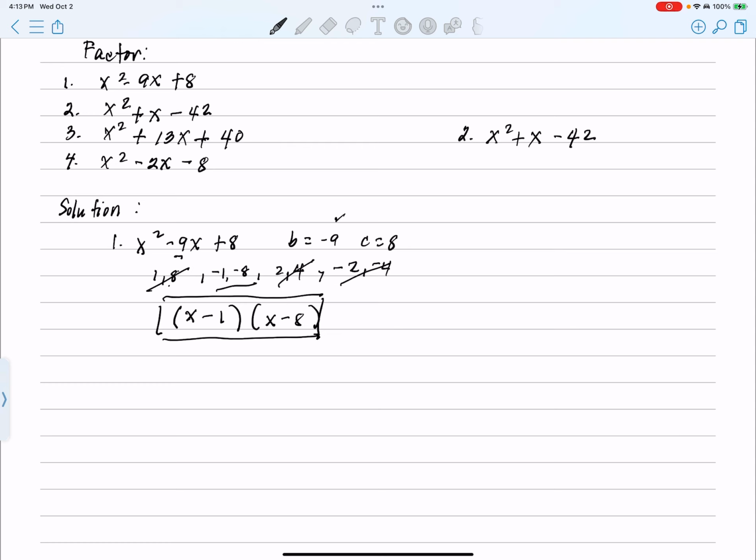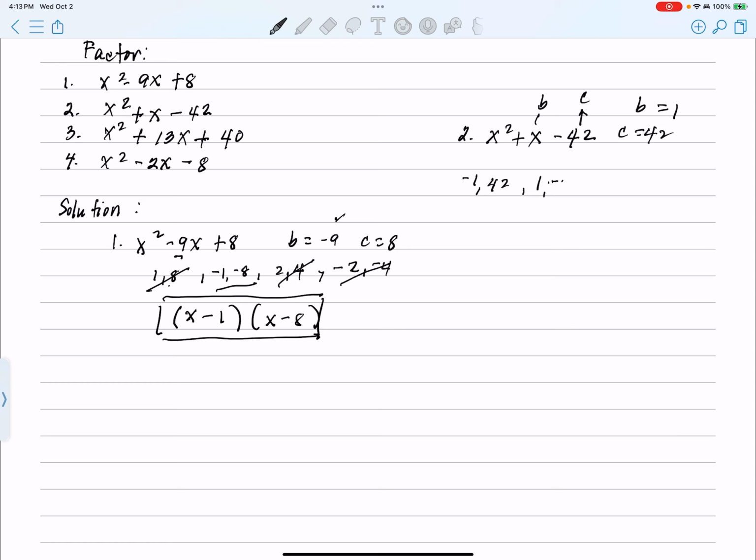Okay? So, this is c. C is negative 42, and the b is 1. This is b, that's c. So we're looking for the factors of 42 in such a way that when you add them, it will give you 1. So if I list down all the factors just to let you feel and see how that goes.